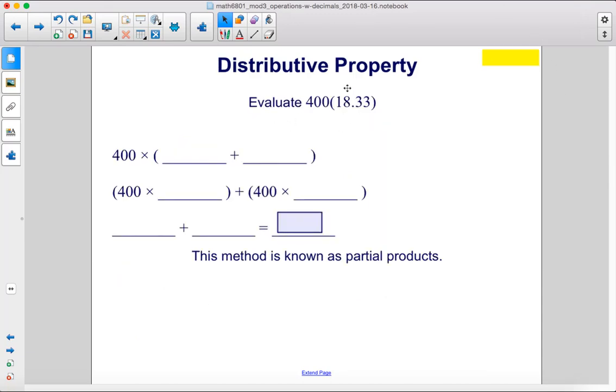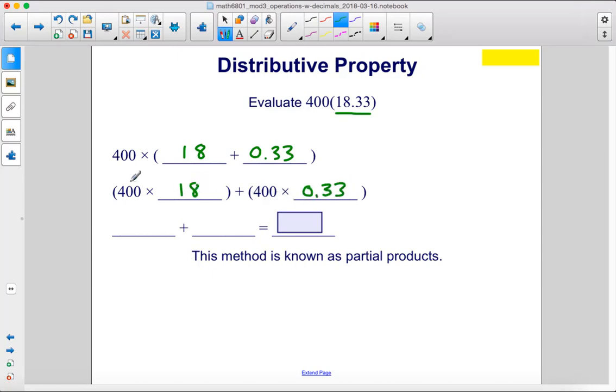Evaluate 400 times 18.33. Alright, so you could also write 18.33 as 18 plus 0.33. That becomes 400 times 18 plus 400 times 0.33. 400 times 18 is 7,200. 400 times 0.33 equals 132. So our answer is 7,200 plus 132, which is 7,332. This method is known as partial products.